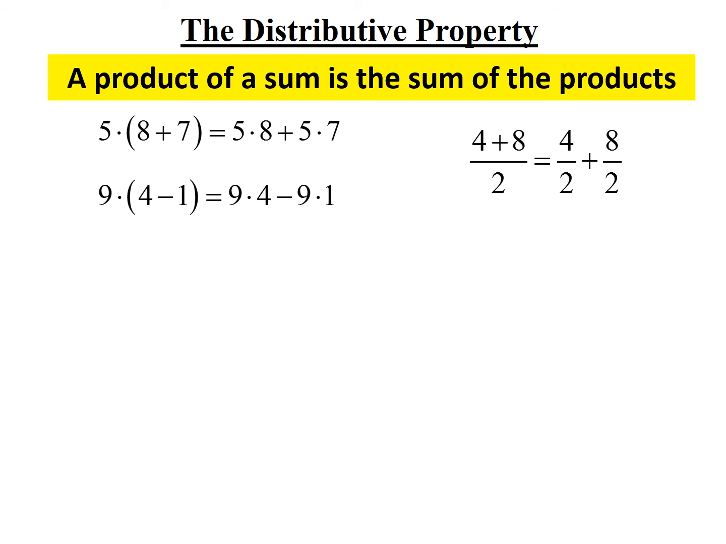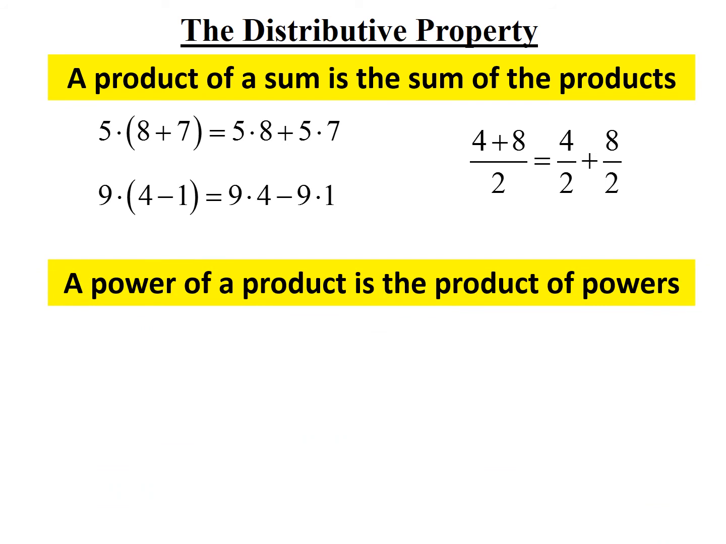We also see the distributive property when we look at exponents. So we see a power of a product is the product of powers. This means that a power, which is a level 4 operation, can be distributed onto a product, which is a level 3 operation. So let's take a look at an example of that. Here I have the quantity of 5 times 4, which is a level 3 operation, raised to the third power, a level 4 operation. So I can distribute level 4 onto level 3. So we end up with 5 to the third power times 4 to the third power.